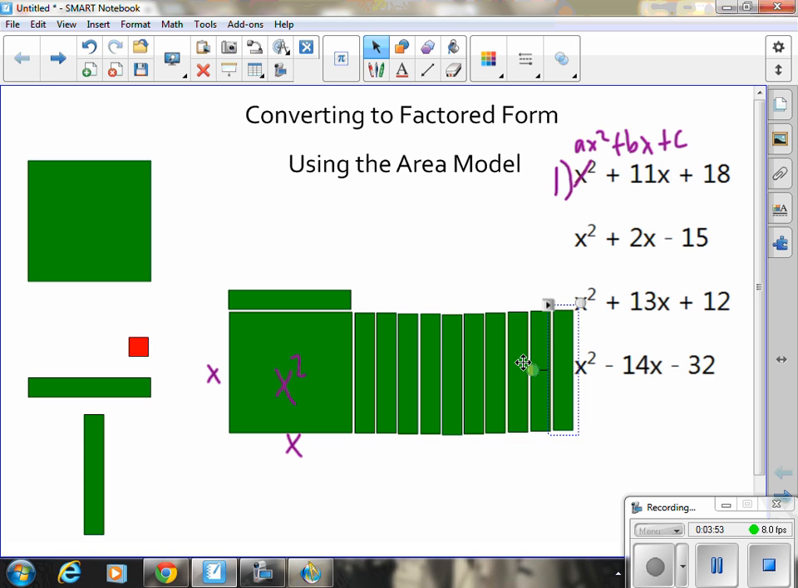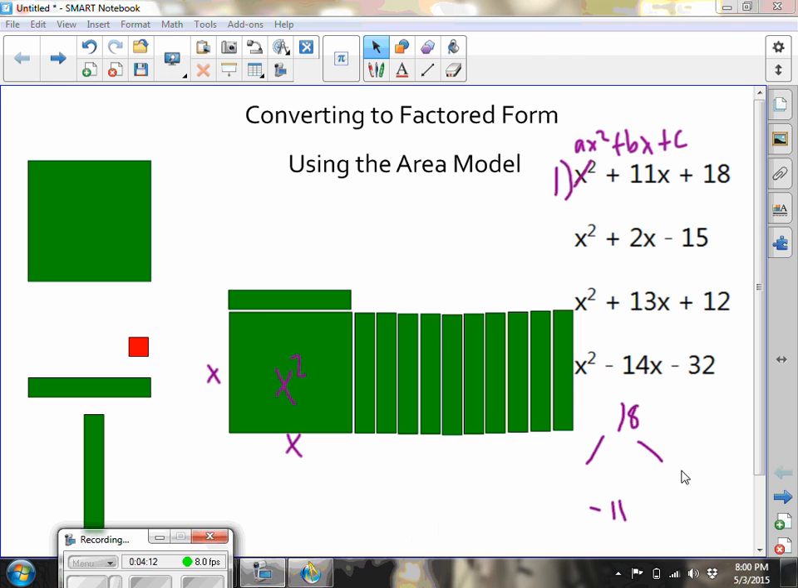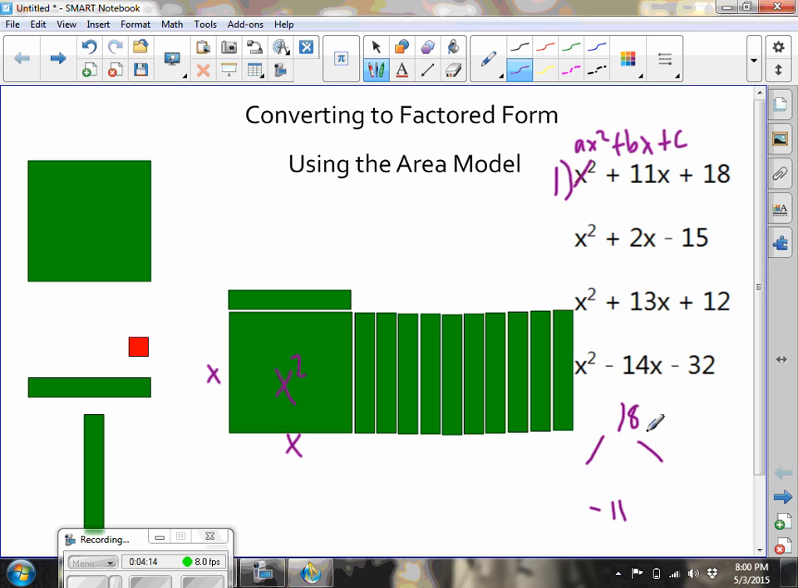So I start to begin thinking of factors of 18 that would multiply to give me that value that I need, the ones that I need. I want to multiply and get 18, and I want to add and get 11. I can use this little graphic organizer down here just to help me organize my thinking. I want to multiply and get 18. I want to add and get 11. So let's start thinking about the factors of 18.